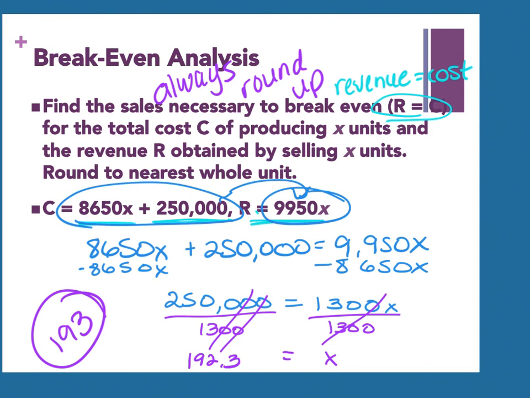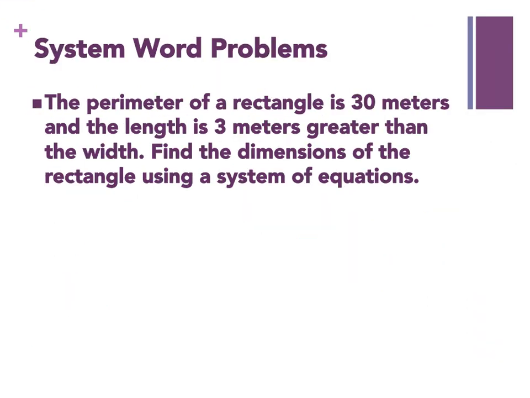That's it. And then the last one, you're going to see all sorts of system word problems, like geometry-based ones. This says the perimeter of a rectangle is 30 meters and the length is 3 meters greater than the width. Find the dimensions of the rectangle using a system of equations. If you need the visual, do it. Perimeter, 30 meters. If my width is here, then my length is the width plus 3.